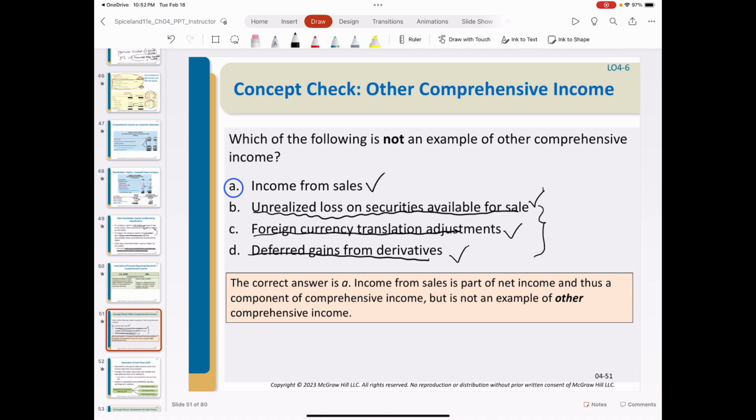That's why we should report them separately, because realized income and unrealized income have different implications to the investors and the creditors.